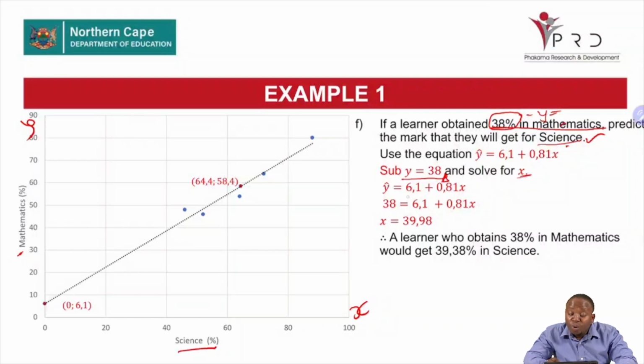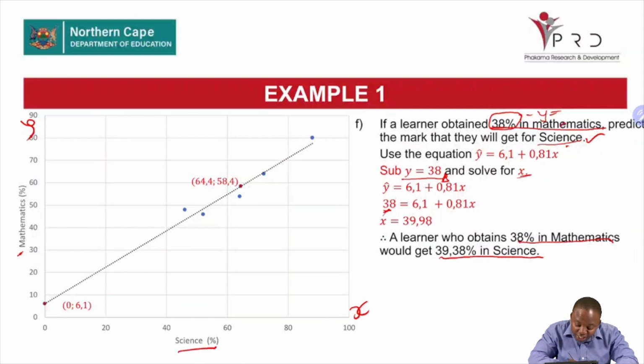So we write down the equation Y = 6,1 + 0,81x. Then in the space of Y, what do we substitute? We now substitute 38 = 6,1 + 0,81x. Then we solve for X in that case. We find our X as 39,38. So that is to say, a learner who obtained 38 in mathematics, we can predict that the learner would get or might get 39,38 in science. So that is how we can see the predicted values.